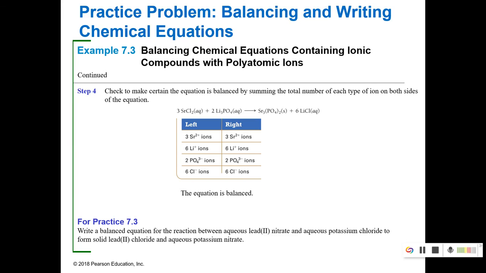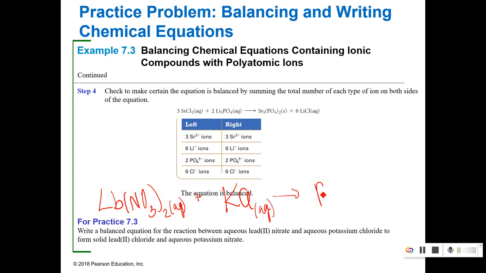I think we have one more example. There we go. Lead nitrate. Pb(NO3)2. Don't forget, polyatomics need to go in parentheses if they have a number outside of them. Ooh, I wrote L. I don't know why. PbCl2 solid plus KNO3 aqueous. Don't forget, you've got to have your states of matter for Mastering Chemistry especially.